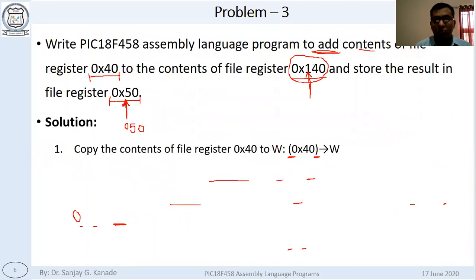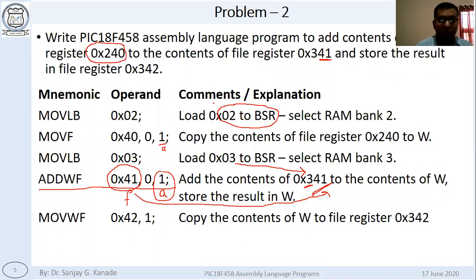In problem 2, we changed the value twice. First time we loaded value 02 because the first register we wanted to access was 240, right? For 240, we loaded BSR equal to 2. So that BSR value goes directly as a part of the address. Next time we wanted to access 341, so we loaded 03 into the BSR bank, and that came here. Here also we use the same BSR 3. That's where this 3 came from.